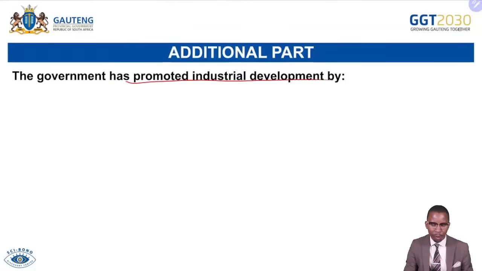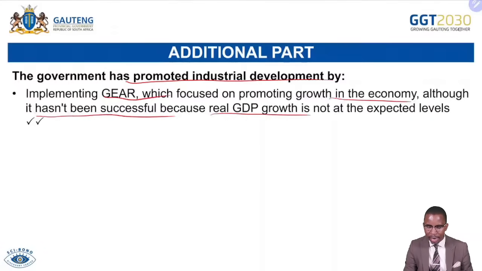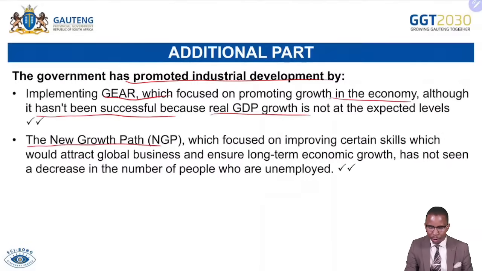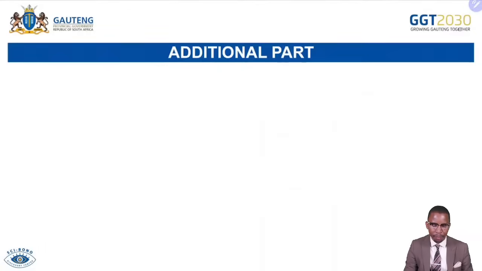Government has promoted industrial development by doing the following: implementing GEAR, which focuses on promoting growth in the economy, although it has not been successful because real GDP growth is not at the expected levels. The New Growth Path, NGP, which focuses on improving certain skills which would attract global businesses and ensure long-term economic growth, has not seen a decrease in the number of people that are unemployed. The National Industrial Policy Framework, NIPF, as an appropriate policy within best practice, although hindered by the unemployment problem. We'll continue.